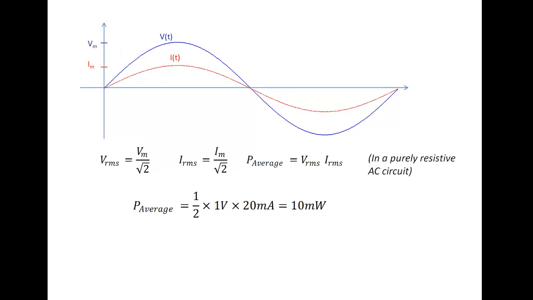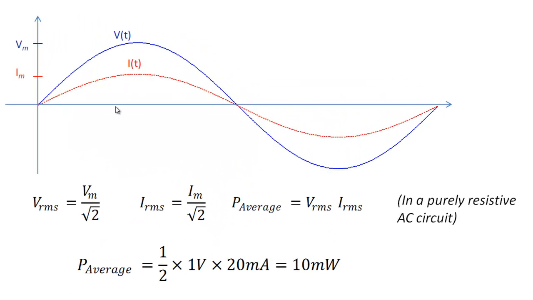This slide shows the current and voltage waveforms. Vm and Im represent the maximum amplitude of each waveform. This is not the peak-to-peak amplitude, it's the peak amplitude. And the formulas here show how to calculate the Vrms and Irms, the RMS value of the voltage and the RMS value of the current.